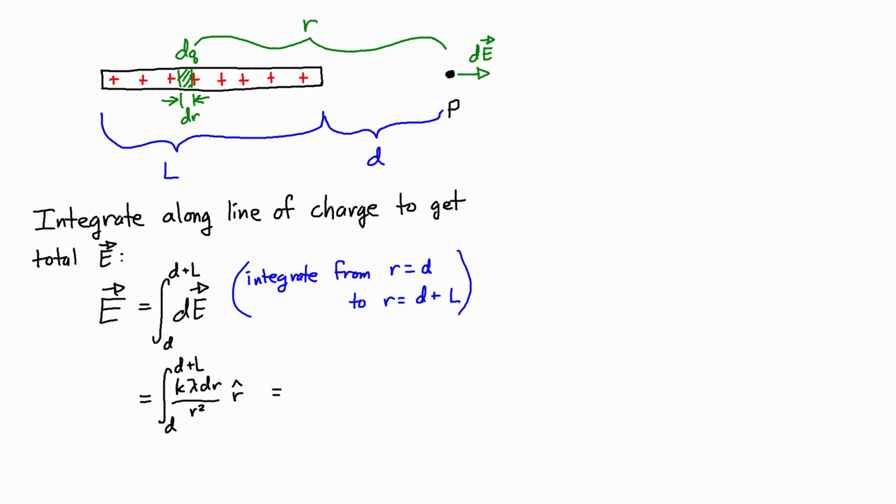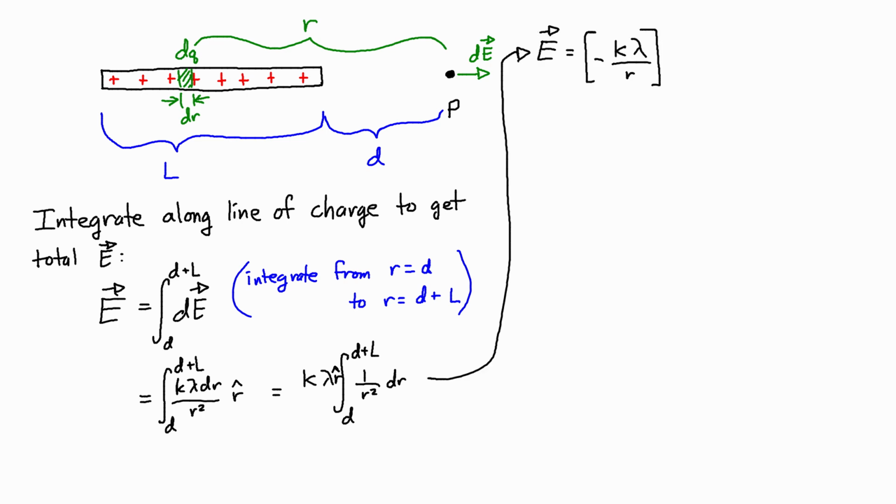Then I can take out the constants, k and lambda, so I get k times lambda, and then I have the integral from d to d plus L of 1 over r squared dr times r hat. You know what, r hat is actually a constant as well. I can pull that out front. So I have 1 over r squared times dr. And again, r hat isn't changing in this case. Then it's a matter of evaluating the integral.